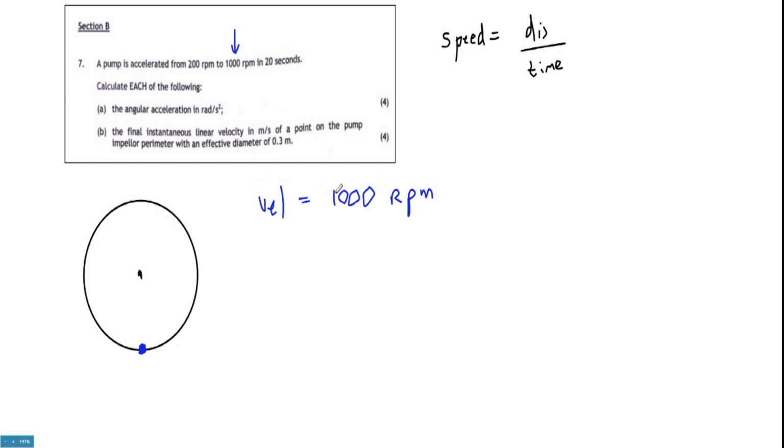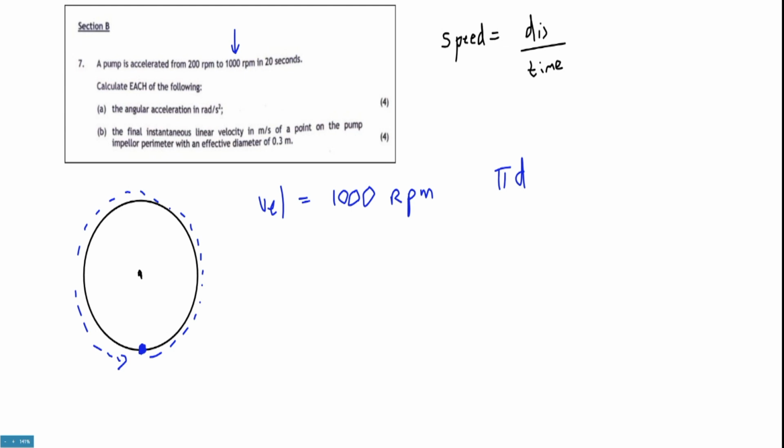The velocity right now is 1,000 revolutions per minute. It's going to do 1,000 revolutions every minute. I want to drop this down into revolutions per second. I also want to see how far it's traveling in that time. So like I said, the distance it's traveling is the circumference. Circumference is going to be 2 pi r, or pi d. I think they gave me the effective diameter. They did. Let's just use pi d.